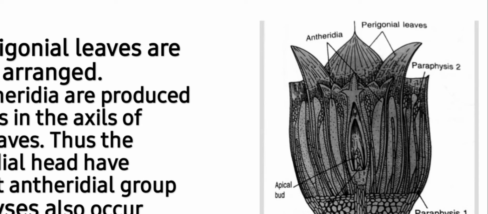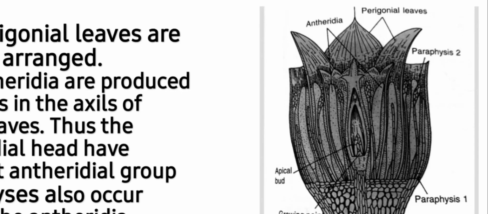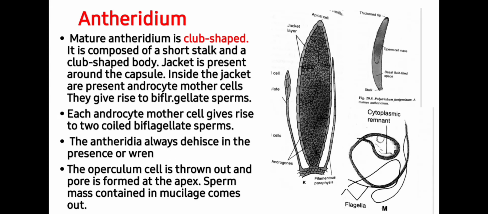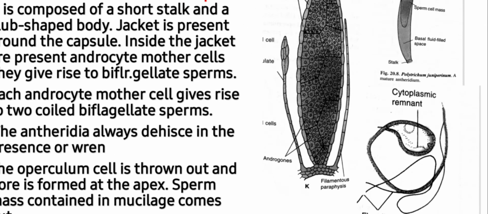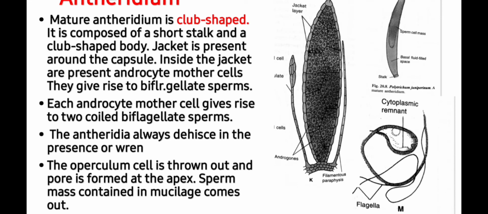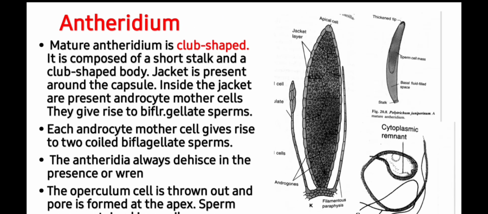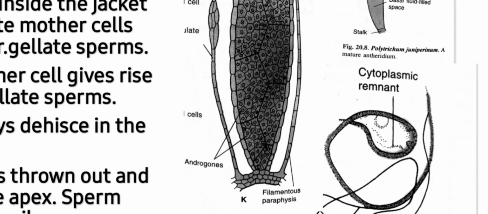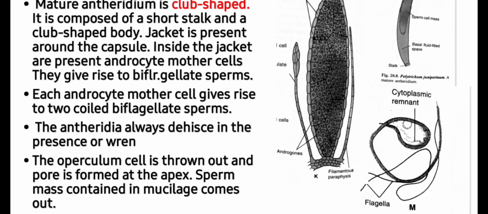In this image, you can see that antheridia arise at the axil of the perigonial leaves, and in between you will find paraphyses. Next is the antheridium. The mature antheridium is club shaped. It is composed of a short stalk and a club shaped body, as you can see in this image. A jacket is present, and its main function is protection of androcyte mother cells or sperms. Androcyte mother cells give rise to biflagellate sperms, as you can see in this image. Each androcyte mother cell gives rise to two coiled biflagellate sperms.